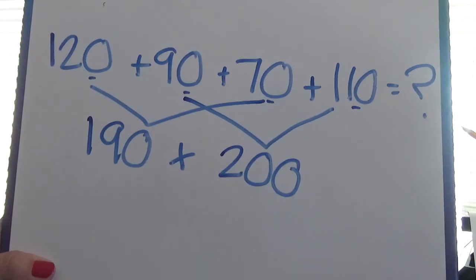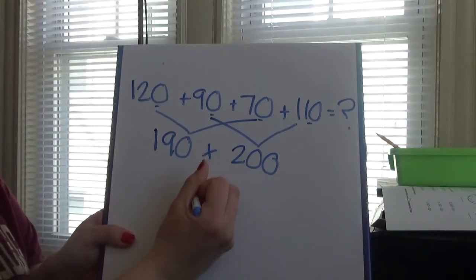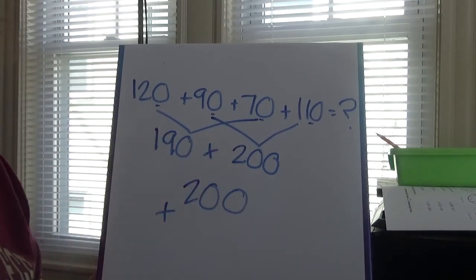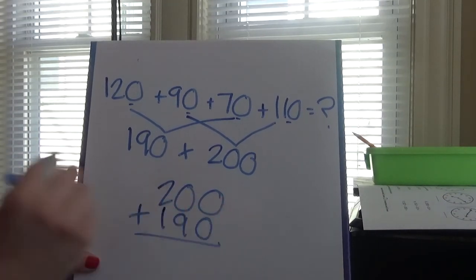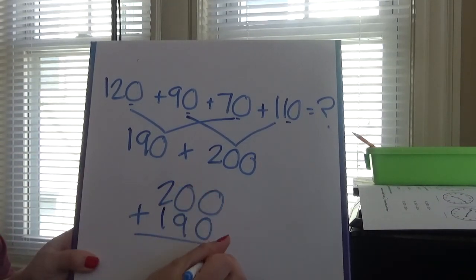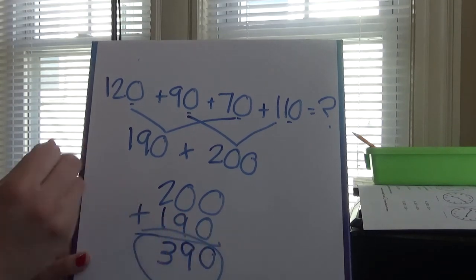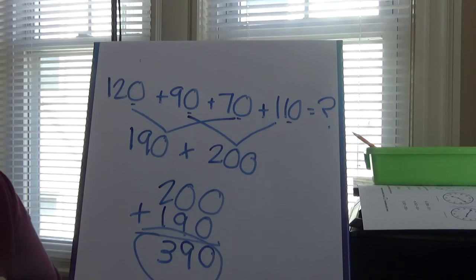I could do this a couple of ways. I'm going to zoom out so you can see it. I could do a quick algorithm, or I could just add in my head these two numbers together. It doesn't matter for me which one you do, it's whatever works for you. Here's a quick algorithm. 0 and 0 make 0, 0 plus 9 make 9, and 2 plus 1 make 3. So if every sticker Tyler got represented a group of 10, he would have received 390 stickers, and that's the answer to number 2.